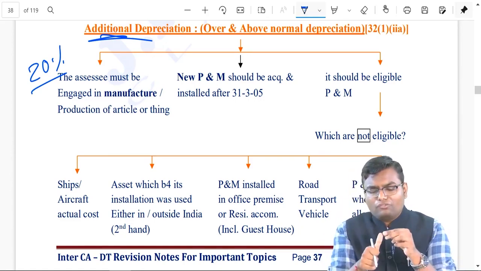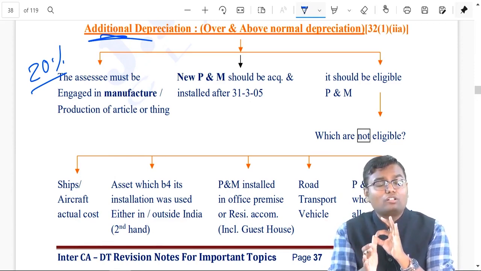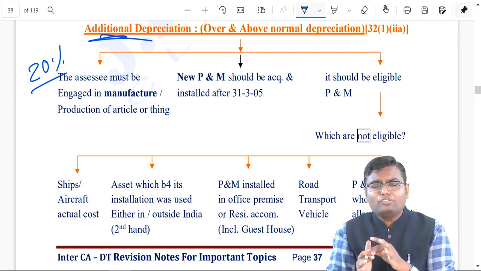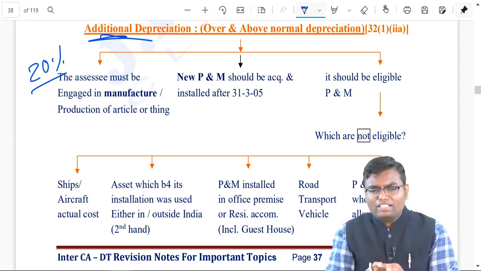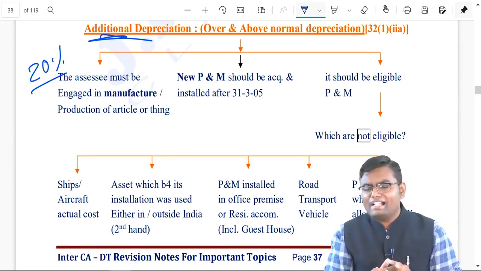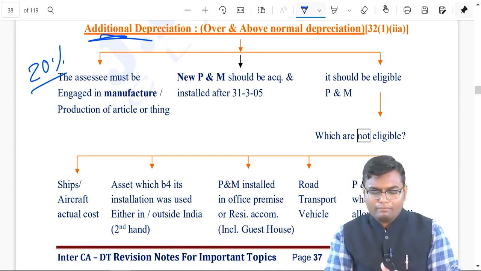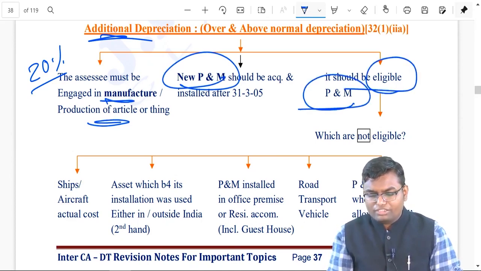So remember, first of all, this benefit is received only by a person who is doing manufacturing or production. Number 2, this benefit is only applicable if you are purchasing a new asset during the year. After the first year of that asset, only in the first year you will get additional depreciation, not every year. And the rate is fixed at 20%. So you are a manufacturer, you purchase new plant and machinery, and it should be eligible plant and machinery.